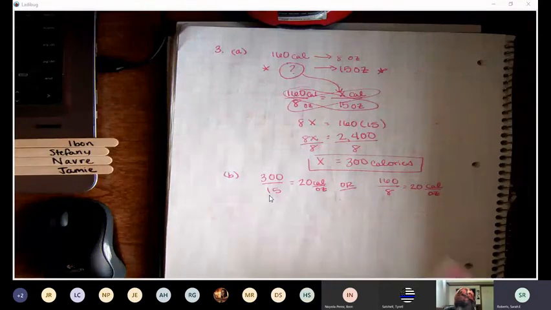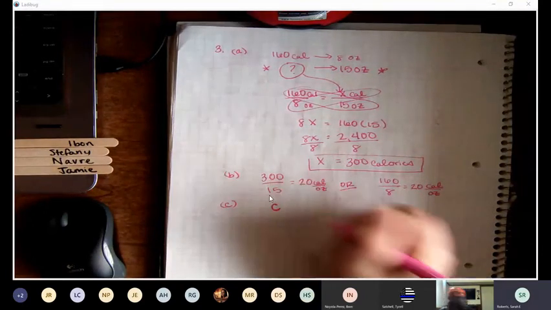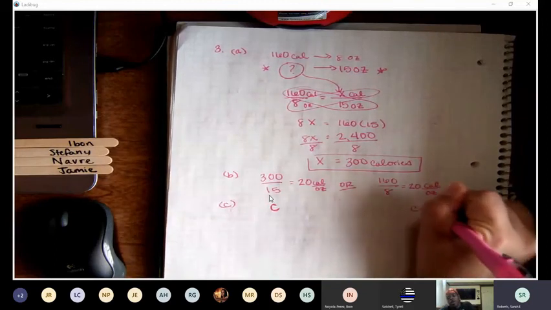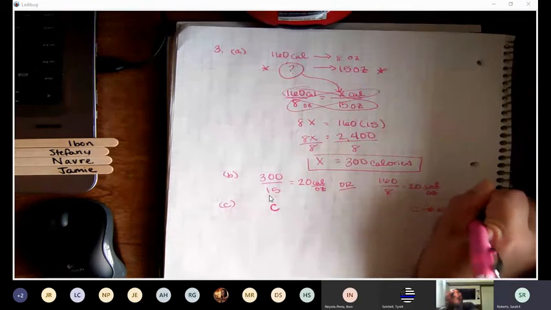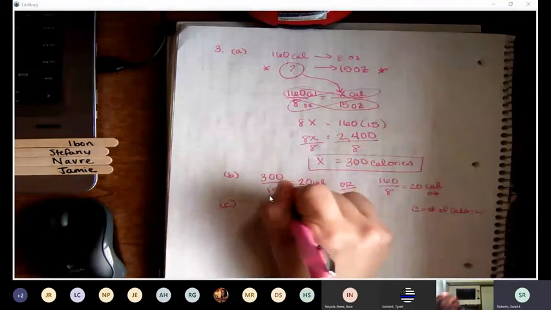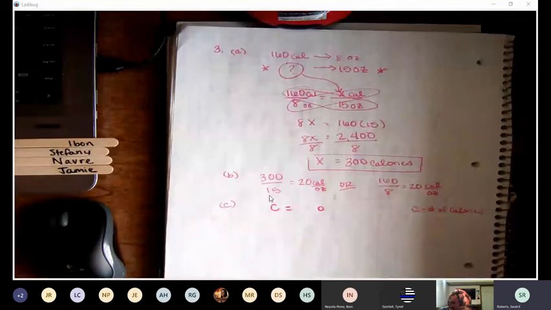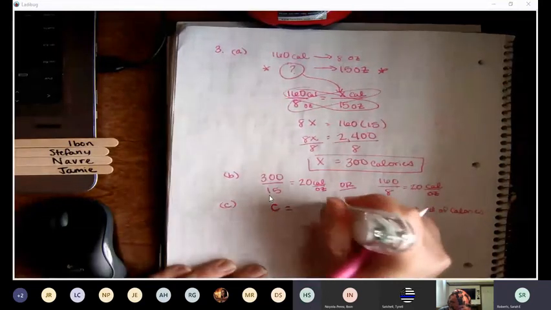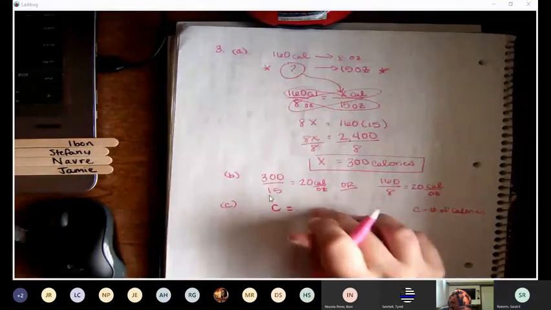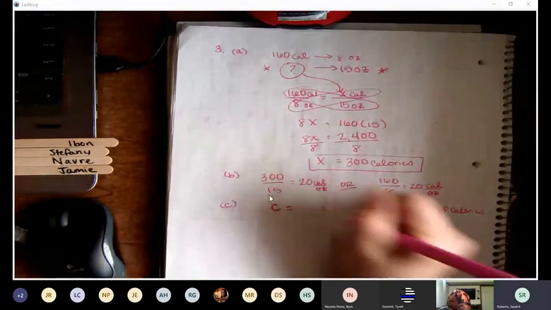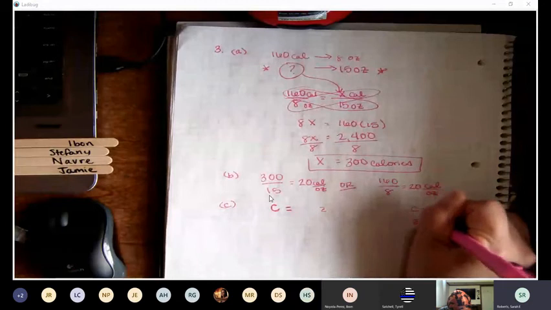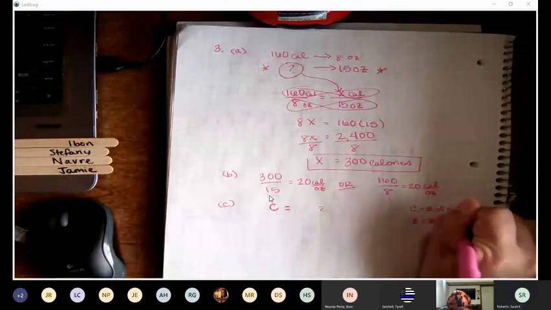Okay, so we'll move on to part C. Part C says, how can the number of calories be expressed as a function of the number of ounces of milk? So we want calories. So I'm going to have C as my number of calories. Okay, and I want it to be expressed as some sort of function with the ounces. I'm not going to use O actually because O looks like a 0. I'm going to make it Z. So Z is going to be my number of ounces.